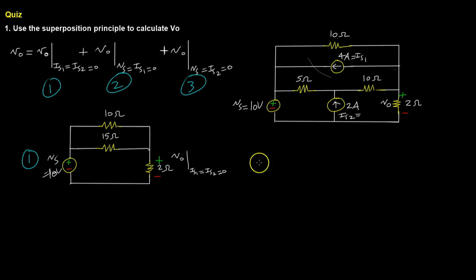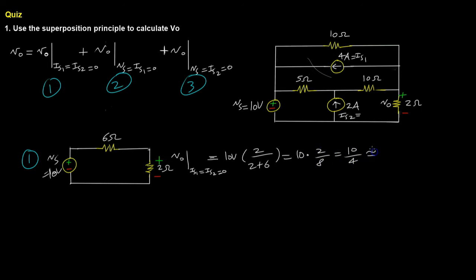I'm not going to write it out multiple times because we have really low space. So, having simplified all the resistances, we can see that we have a simple voltage divider now. And so this particular output is going to be the source, which is 10 volts, times 2 over 2 plus 6, which is 10 times 2 over 8, which is 10 over 4. That is roughly 2.5, or it actually is just 2.5 volts.